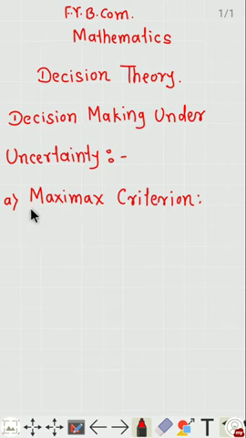Out of these four criteria, the first is the Maximax criterion. In this case, the decision maker does not want to miss the opportunity to achieve the largest possible profit. To apply this, the following steps are needed. The first step is to locate the maximum payoff value.